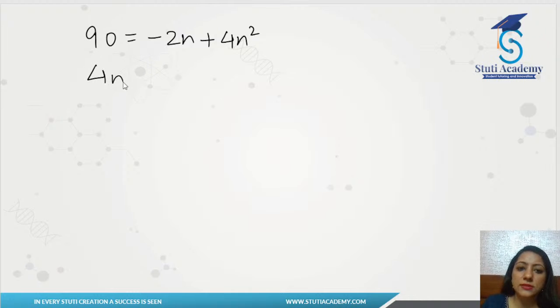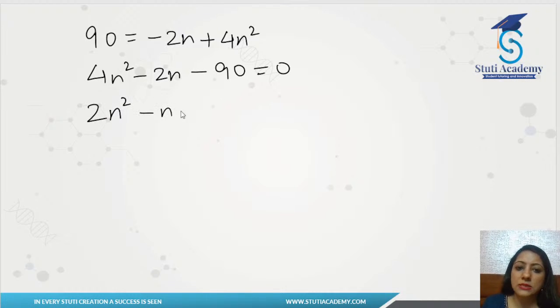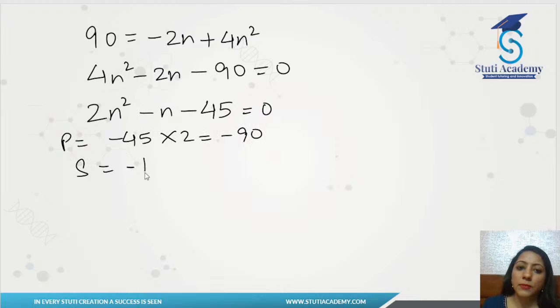And then we have 4n square minus 2n minus 90 is equal to 0. We'll divide this throughout by 2. We have 2n square minus n minus 45 is equal to 0. Now we'll solve this using split the middle term. We want two numbers whose product is minus 45 into 2, that is minus 90. And then we want the sum as negative 1.